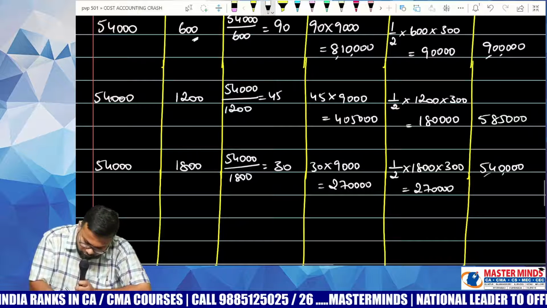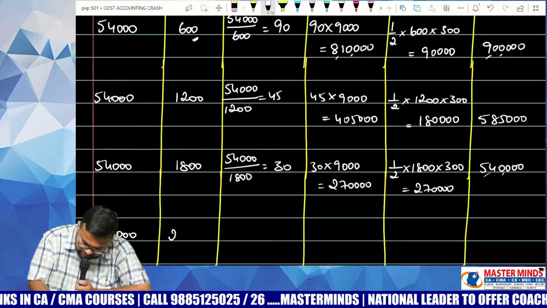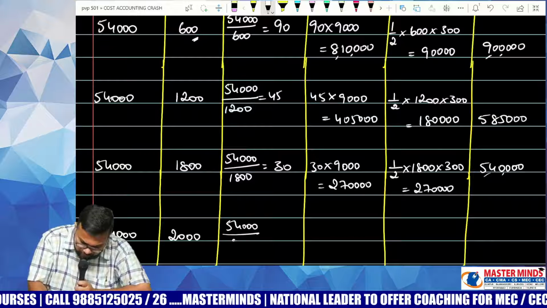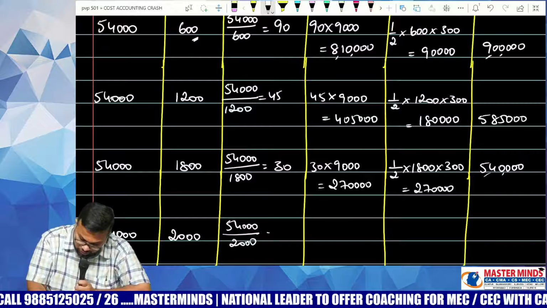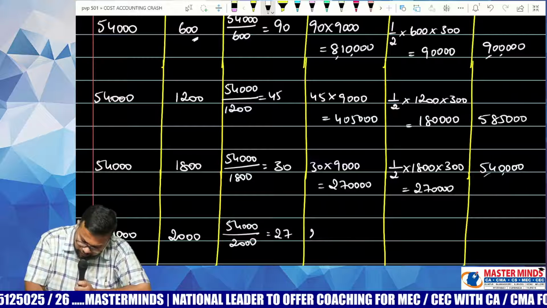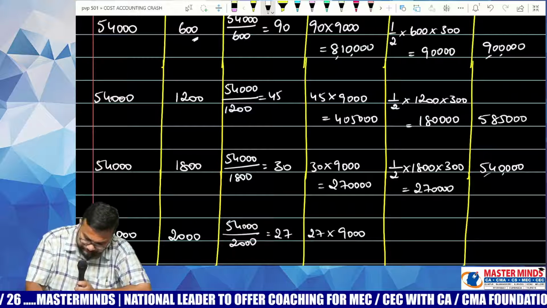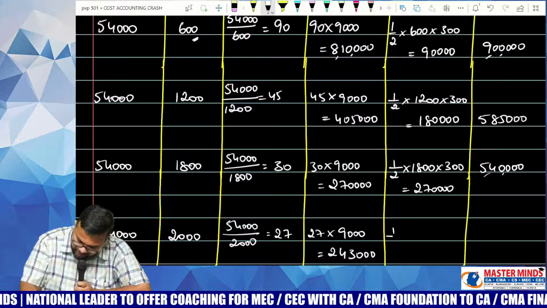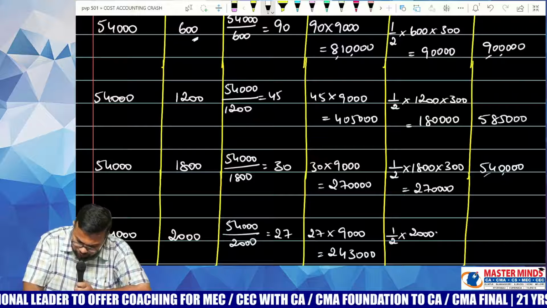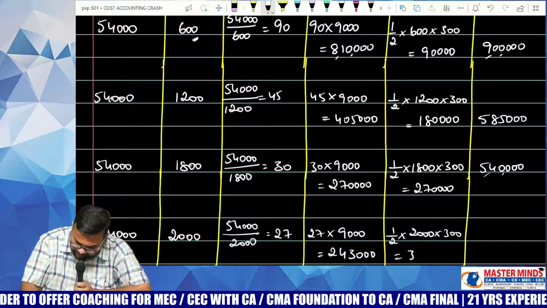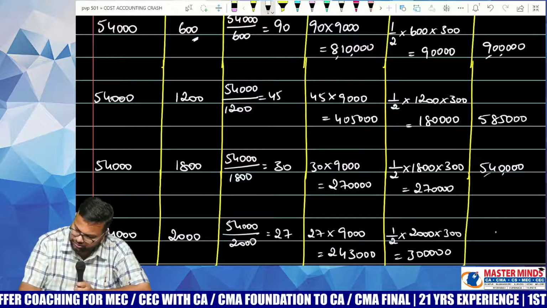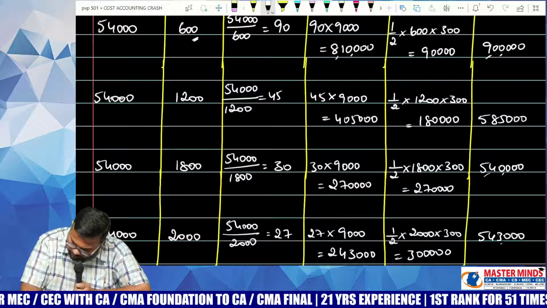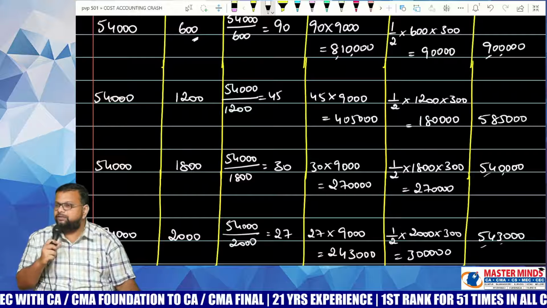Again, 54,000 is the annual demand of raw material. This time we are thinking of ordering 2,000 units. 54,000 divided by 2,000. How much did you get? 27 orders, right? So 27 into 9,000 is 2,43,000. Next, half into 2,000 into 300. 3 lakhs, right? So total will be 5,43,000.